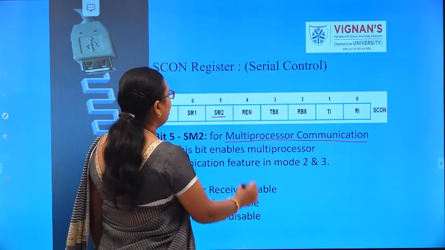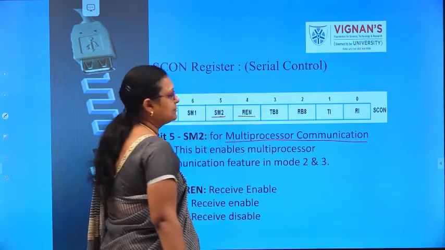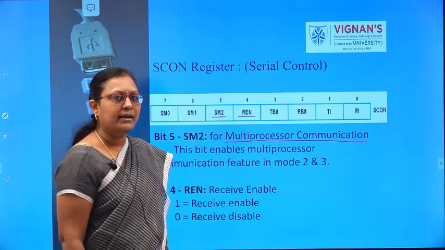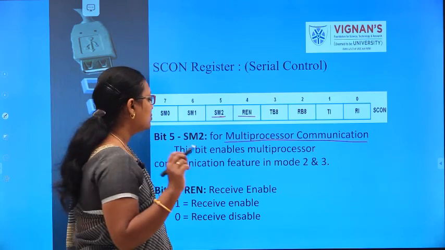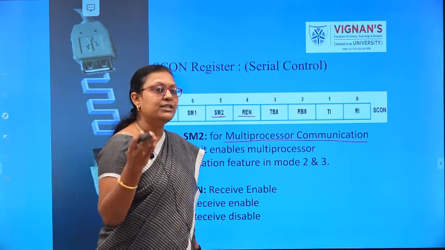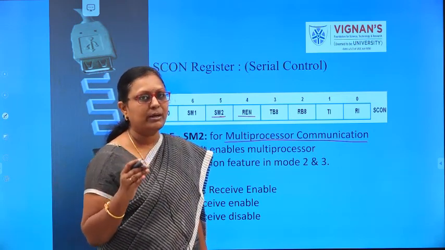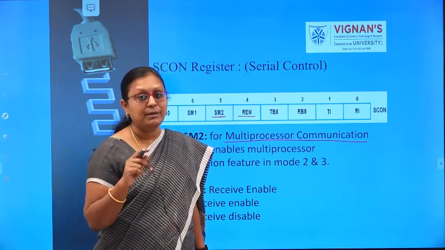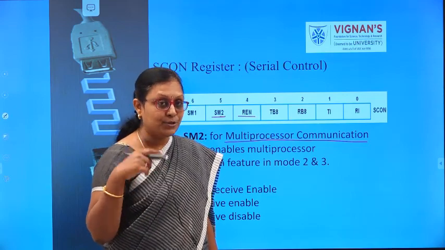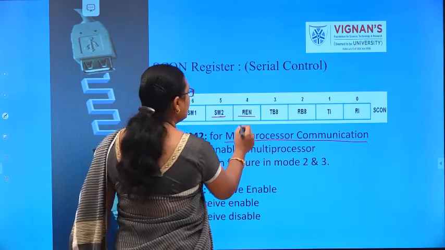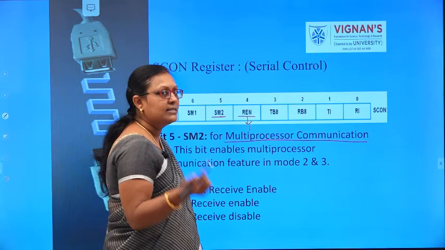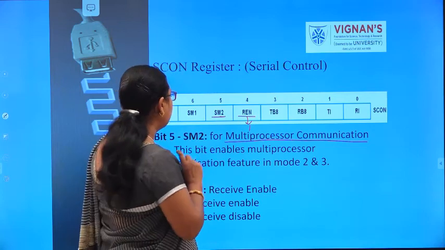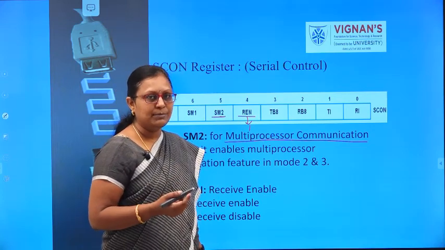Bit number 4 is REN, the receive enable bit. Whenever you are initializing the SCON register in the programming, this receive enable bit has to be enabled. If this bit is 1, the receiver will be enabled. If this bit is 0, the receiver will be disabled.